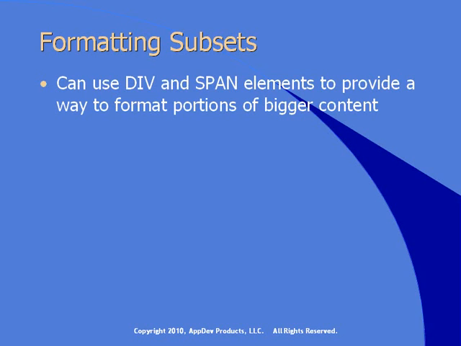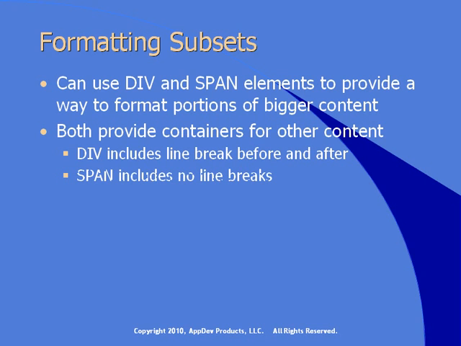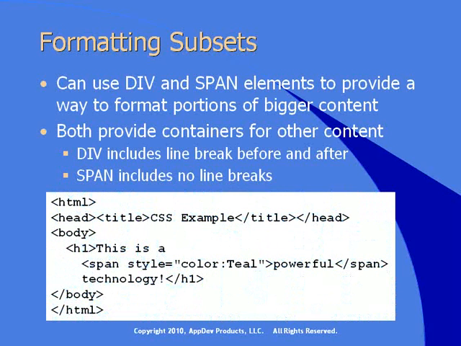The answer is to use the div and span elements because they provide a way to format portions of larger content. Both provide containers for other content, and if they're containers, they can have styles applied to them. The difference is the div element includes a line break both before and after it, and the span element includes no line breaks. So in the previous example, where I wanted to format the word powerful, it's the span element that would be useful. So you can see I've placed a span element around it with a style attribute indicating I want its color to be teal. Because it's a span element, I don't get a line break before and after the text. Well, let's try a demonstration that shows off this technology.